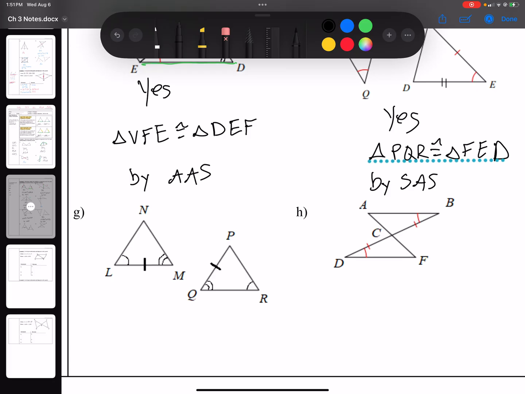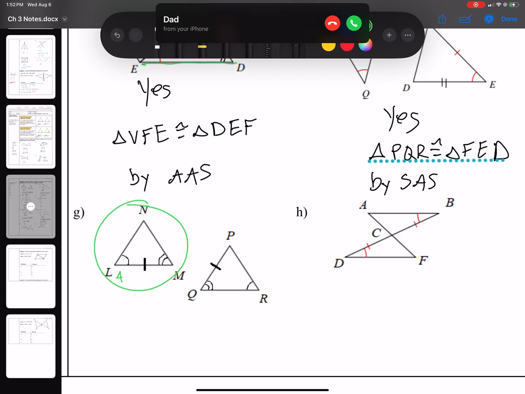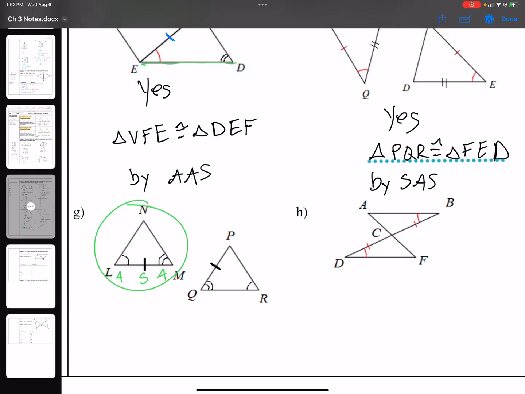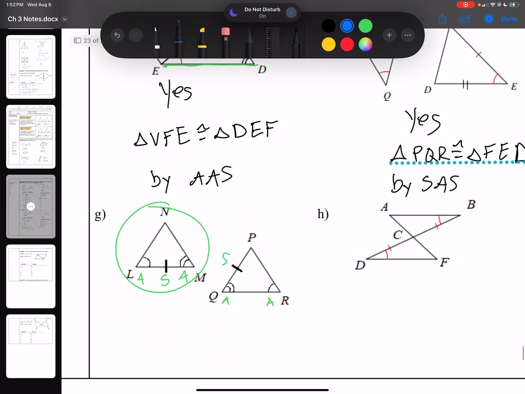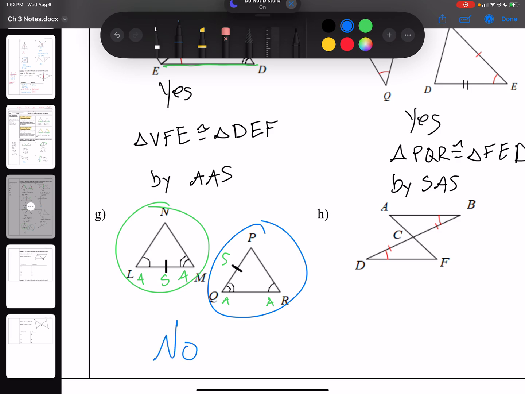G. Now we've got to be careful here because the triangle on the left looks like angle, side, angle. The triangle on the right looks like angle, angle, side. They're not showing the same thing. So that is no. They're not congruent. The left is angle, side, angle. The right is angle, angle, side. It would need to be the same thing in both in order to be a yes.